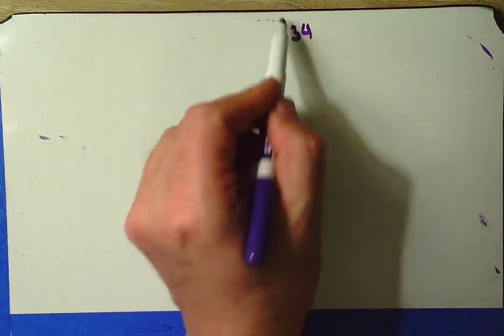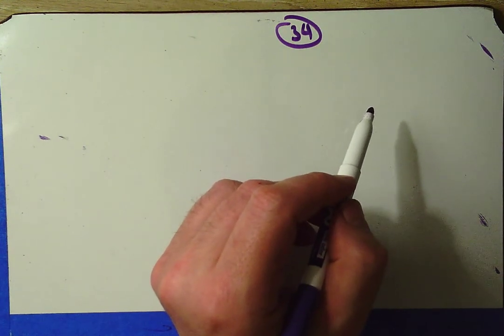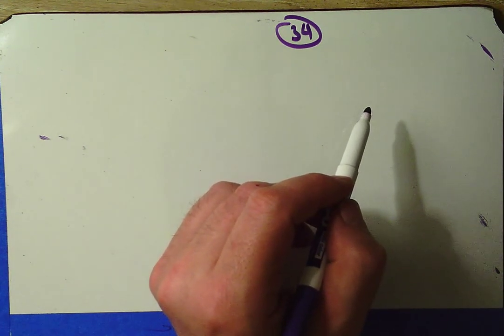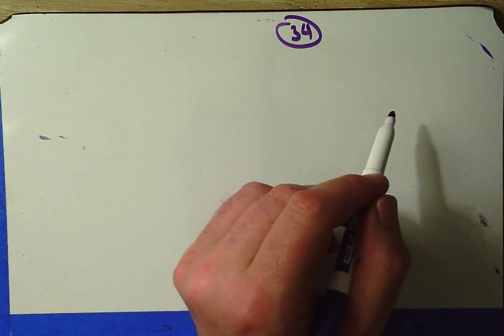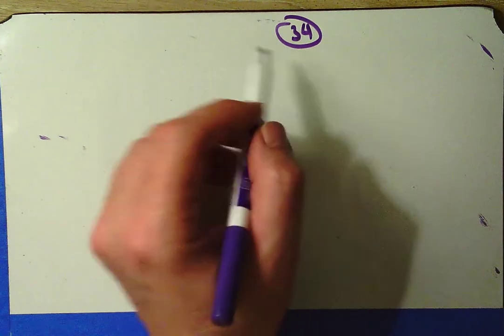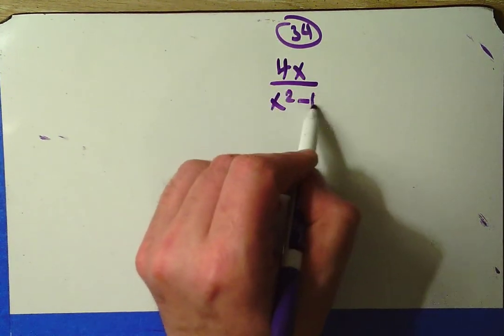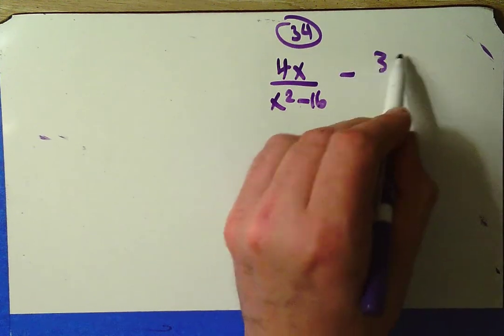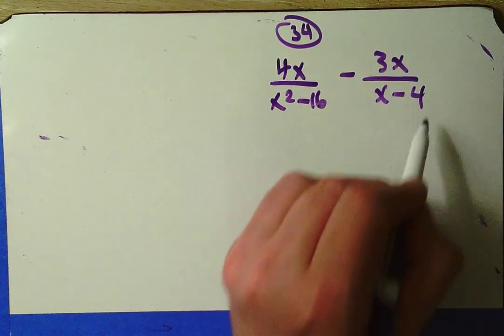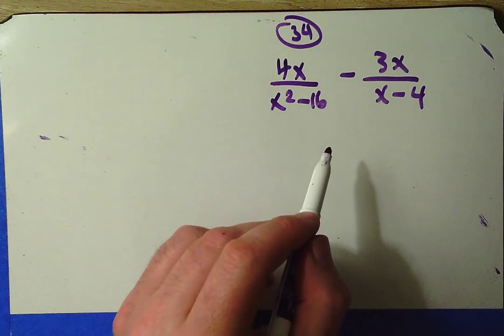Okay, 34 says x isn't equal to 4, x isn't equal to negative 4. We don't have to worry about those. Those are just little domain restrictions for us, so we don't get into trouble dividing by 0. They give us this expression, x squared minus 16 minus 3x, x minus 4.